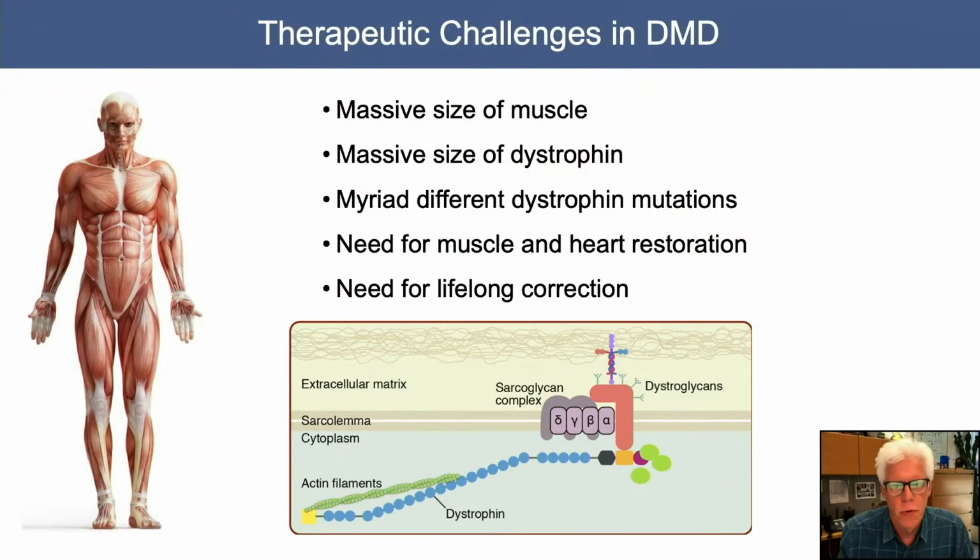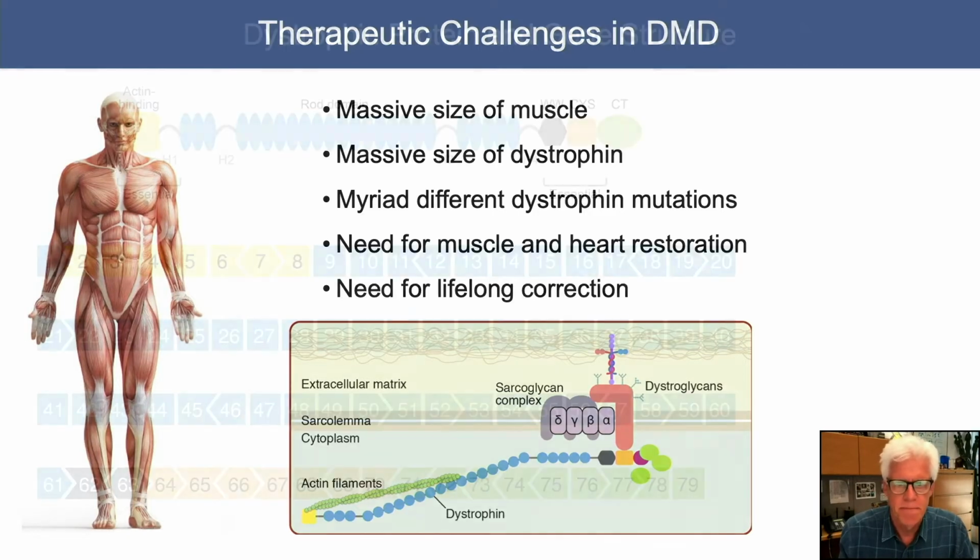All of us share the desire to find a true cure for Duchenne muscular dystrophy, DMD, and this has posed many challenges, which are summarized here. The massive size of muscle, which comprises 40% of the human body mass, the massive size of the dystrophin gene, the largest gene in the human genome, the many different dystrophin mutations that cause DMD, the need for muscle and heart restoration to truly cure this disease, and the need for lifelong correction.